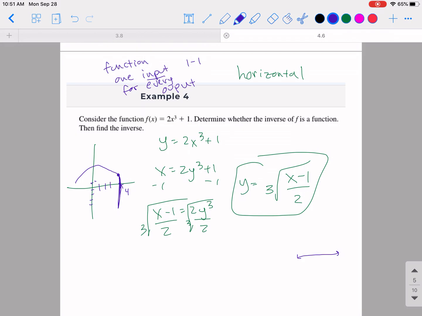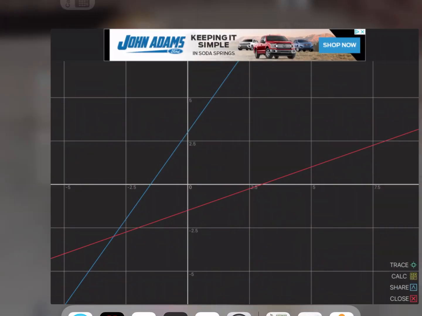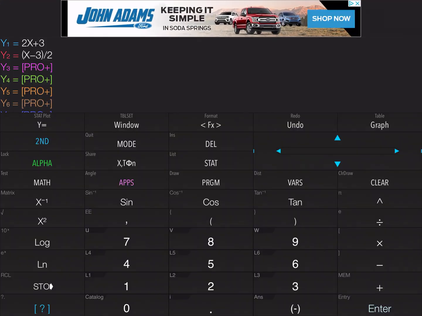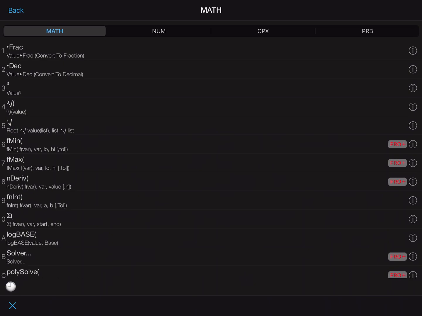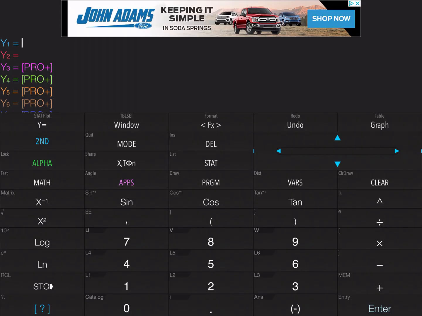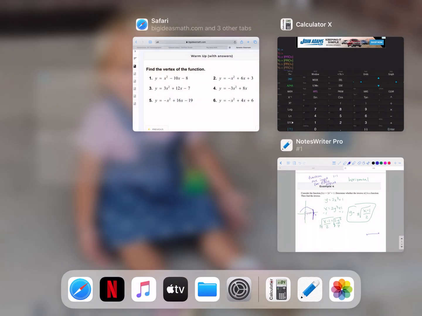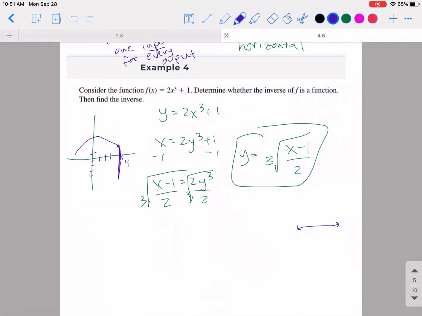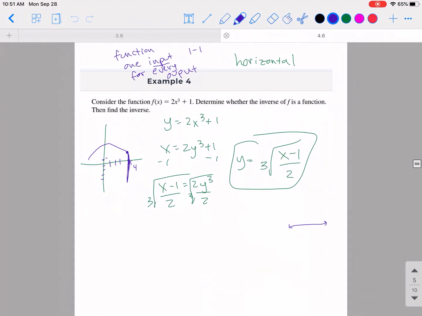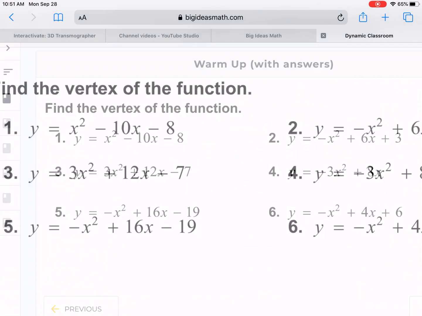Okay, let's look at our y equals the cubic root of (x minus 1) over 2. Do I have a cubic root on here? I don't know if my calculator is fancy enough, but I'm happy to show you on Desmos. So we'll go to Desmos.